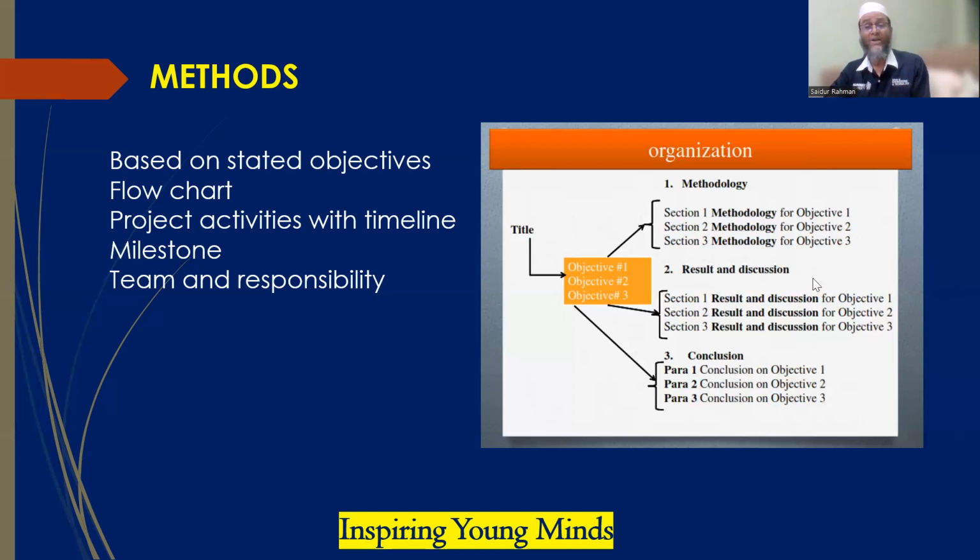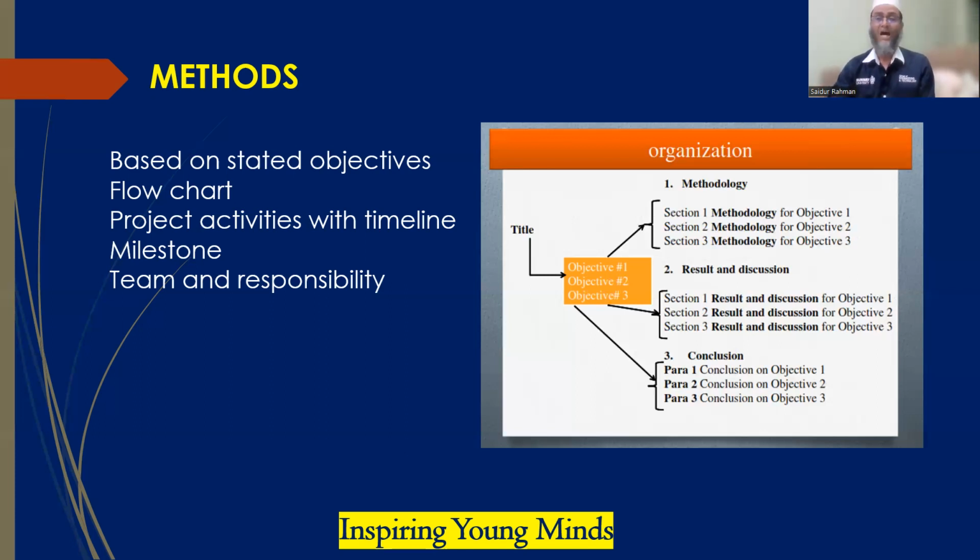I have shown here an organization chart. This addresses all the content, well organized and coherent. As you have seen, we have the title and now we have objectives. To achieve the objectives, we need to design a method. This method should be based on the stated objectives. So first of all, I have highlighted here that your methodology should be based on stated objectives. This will make your proposal align with your objectives.